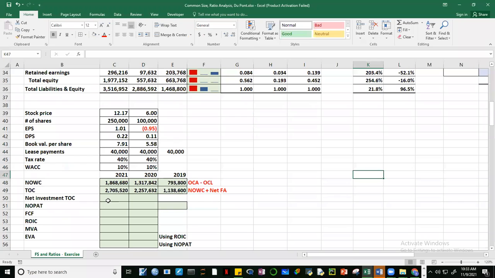And then the net investment: how much TOC, total operating capital, was added in 2021? It's just the difference between the ending TOC in 2021 minus its beginning. And then we copy this to the right. And we don't have it for 2019 because we don't have the 2018 figures.